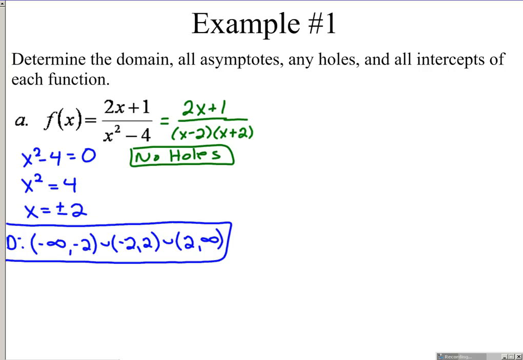Next, let's find our asymptotes. Let's start with vertical asymptotes. Vertical asymptote, we take the denominator and we set it equal to 0. Setting x minus 2 and x plus 2 equal to 0, we're going to have a vertical asymptote at x equals positive 2 and x equals negative 2. Horizontal asymptote, we need to look at the degree. Degree of the numerator is degree 1. Degree of the denominator is degree 2. So the numerator is of less degree than the denominator, so our horizontal asymptote will be at the line y equals 0.